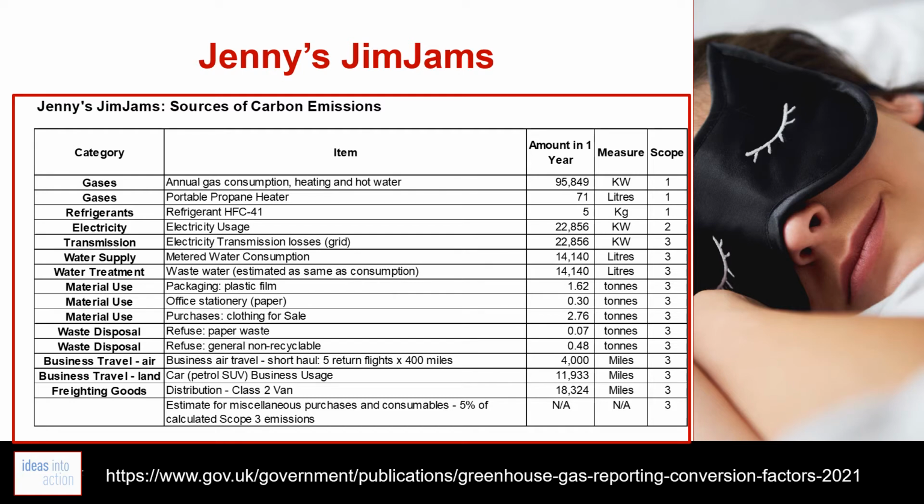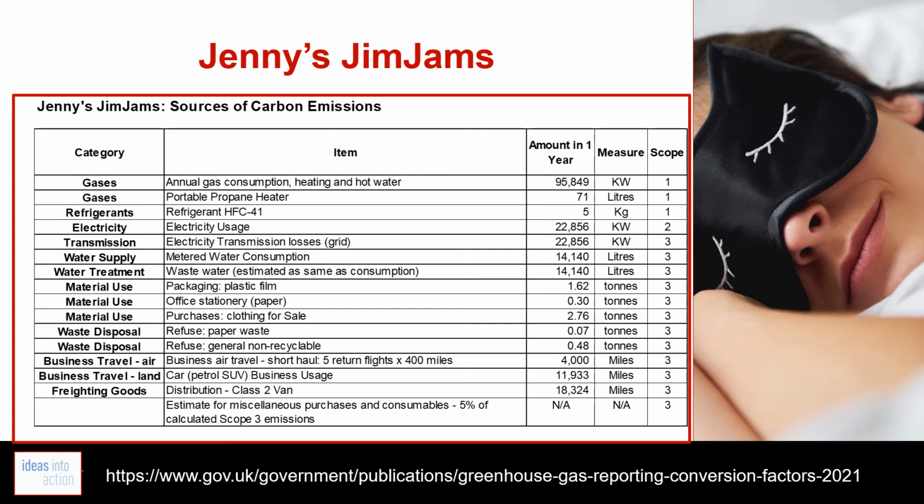SUV was 11,933 miles. The company also employed a delivery contractor whose diesel Class 2 van travelled 18,324 miles, delivering pyjamas to customers. Finally, the people at Jenny's Gym Jams realised that there are miscellaneous purchases that they cannot calculate, and they're going to add 5% of their calculated Class 3 emissions to cover these. As you can see, even a small business can have a wide range of sources of carbon emissions.